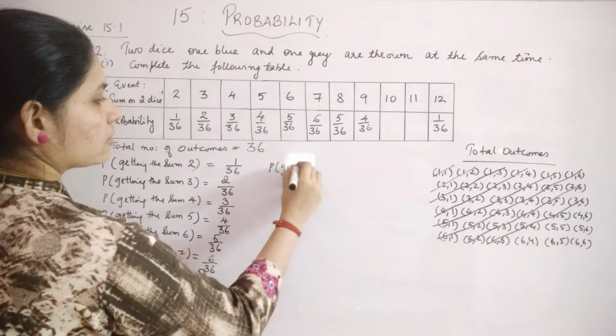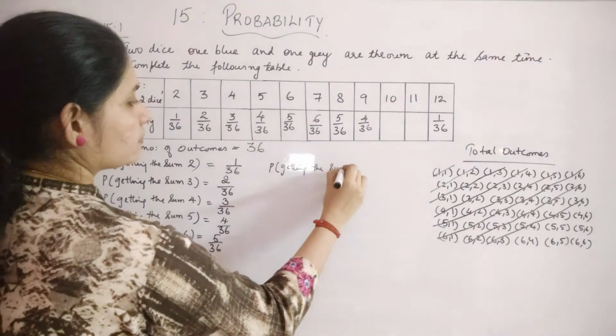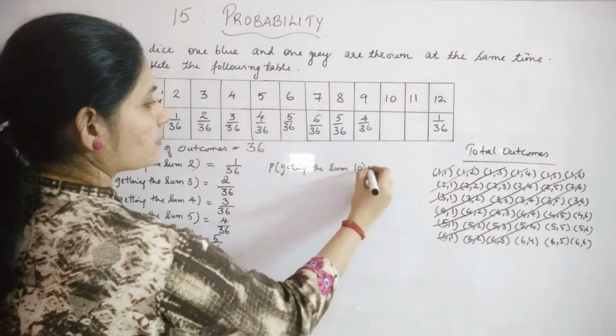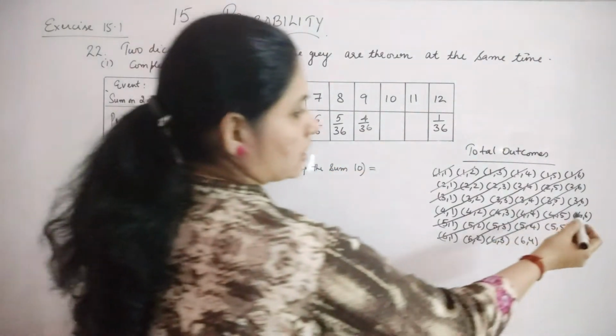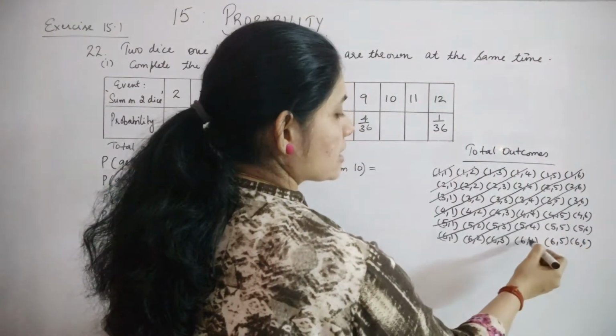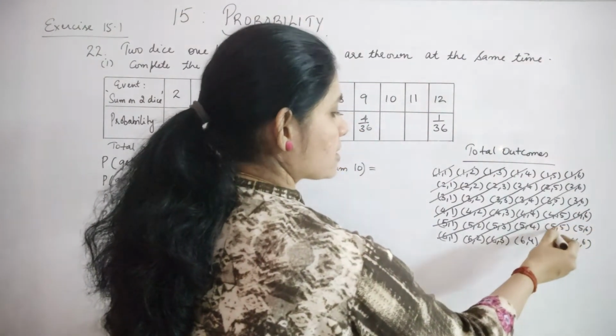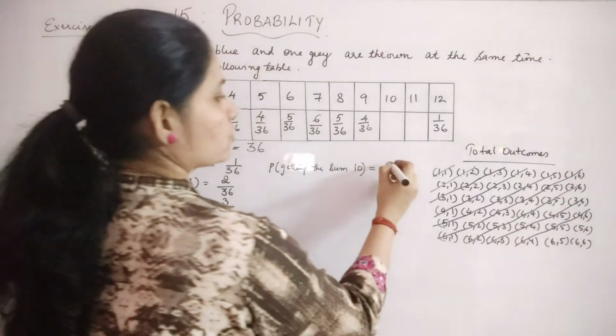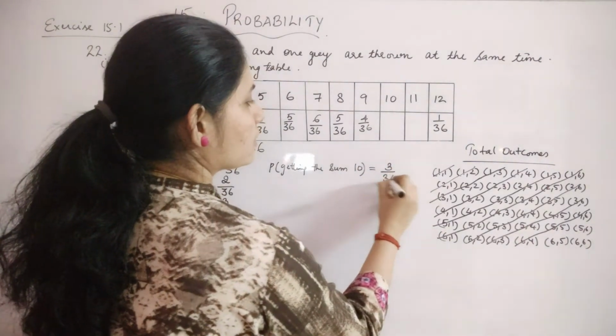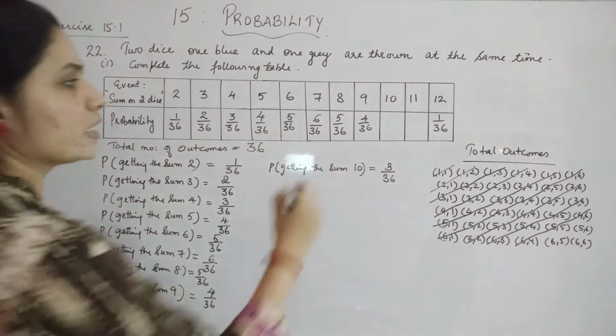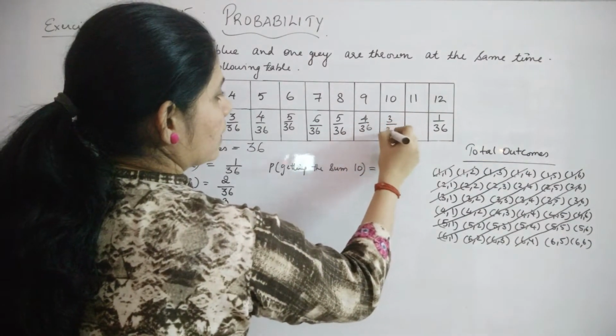Next one is the probability of getting the sum as 10. So let's see, 4 plus 6, 5 plus 5 and 6 plus 4 will give you the sum as 10, these 3 elements. So you will have 3 by 36 as the probability of getting a sum of 10.